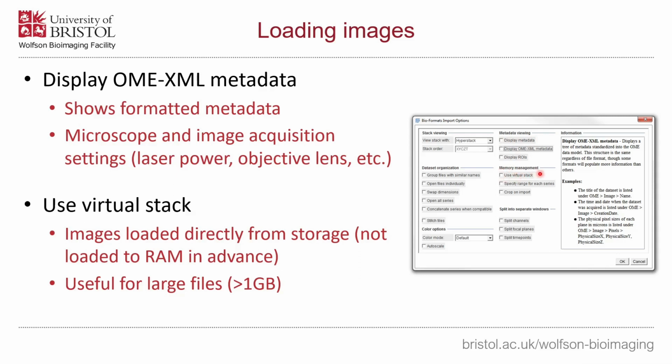Something else that can be useful is this use virtual stack. If you've got a computer that hasn't got a massive amount of memory, by that I mean the RAM, you can use a virtual stack, and then ImageJ will only ever load in the actual frame that you're currently looking at. So maybe you've got a 50 gigabyte file and you obviously can't load that entire thing into memory. What it does is stream it dynamically from the hard drive as needed. The benefit of this is that it loads up really quick, but scrolling through that stack is going to be slower than if it was loaded into memory because it's constantly searching for it on the hard drive.